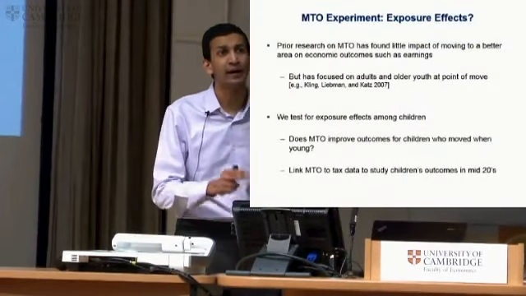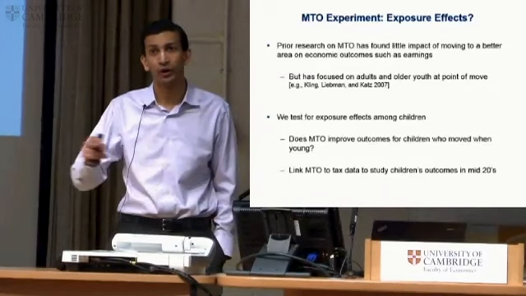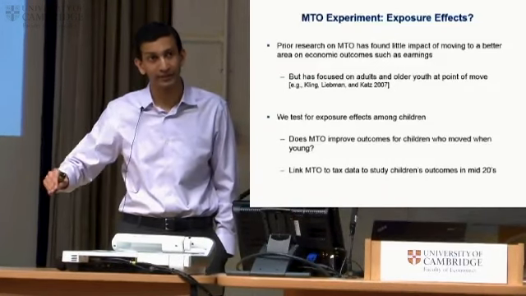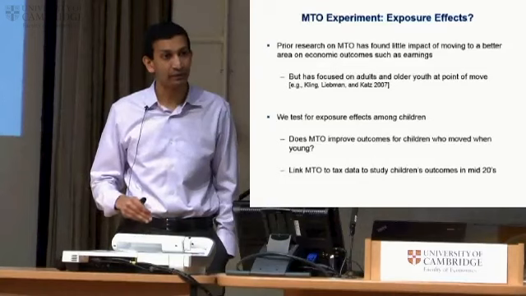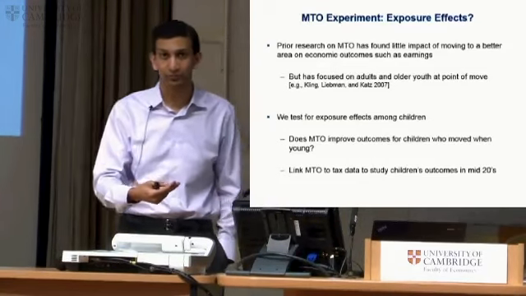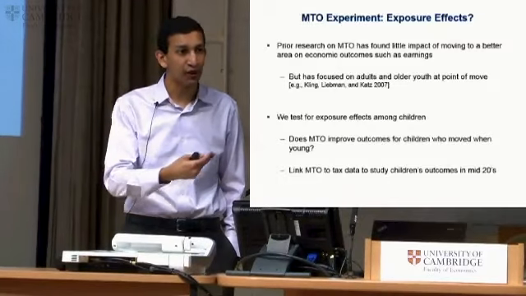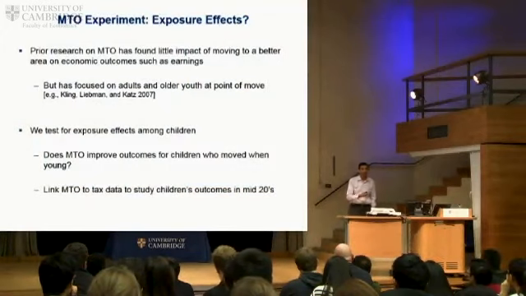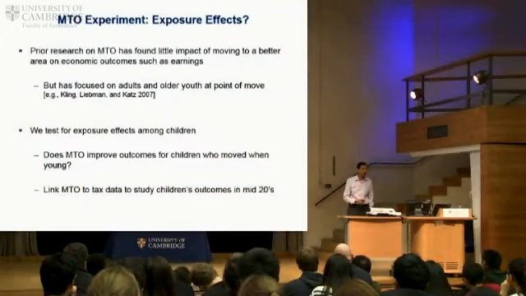But coming back to the issues we were talking about in the last lecture, where we saw these linear exposure effects, that every extra year you spend in the better environment really seems to matter, we decided to revisit the MTO experiment and ask whether you find similar exposure effects in that data. That is, does the Moving to Opportunity intervention improve outcomes for children who moved when they were particularly young, which would be consistent with the predictions we'd get from the quasi-experimental analysis I showed you in the last lecture. And so we wanted to understand how all this fits together.